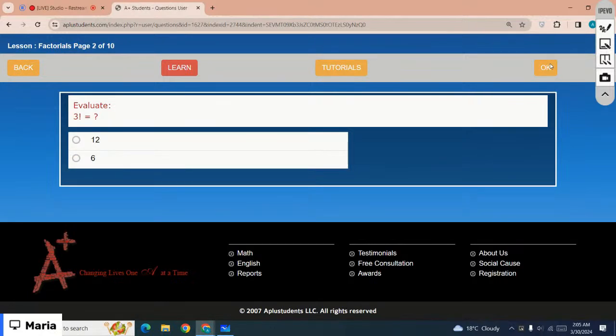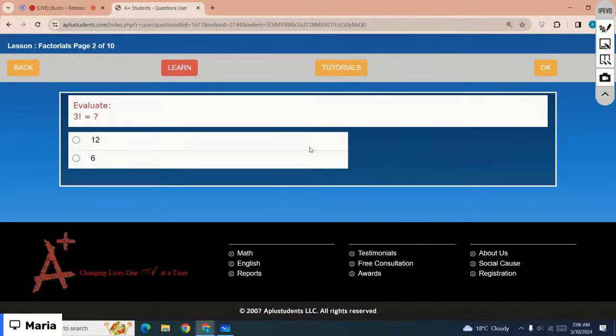The next one is 3 factorial. So which is the correct option? 3 factorial is 3 times 2 times 1. So 3 times 2 is 6, right? So the correct option is 6. Got it?